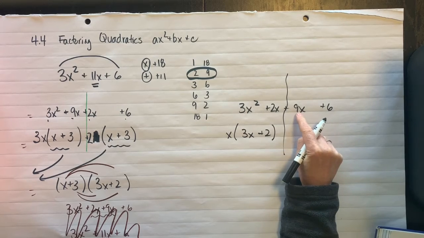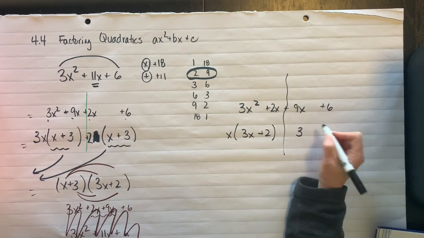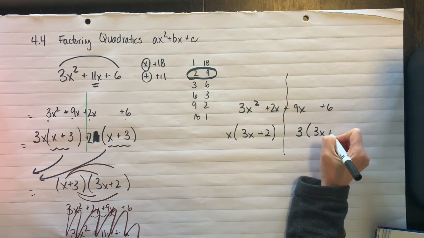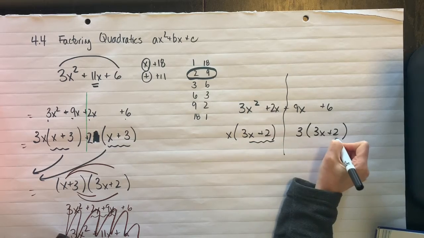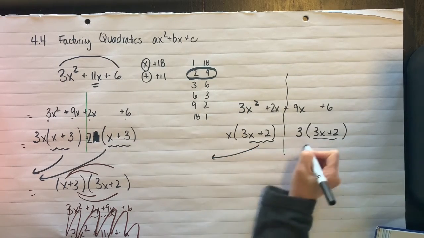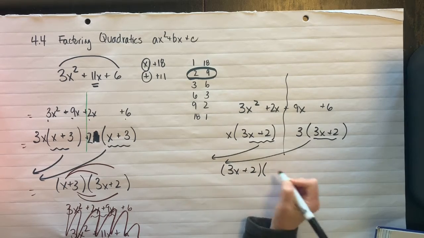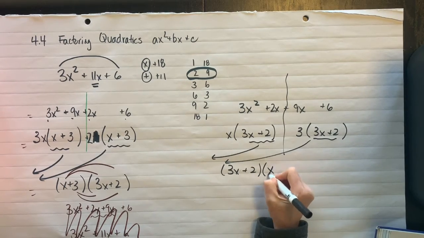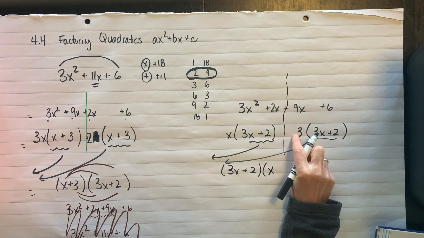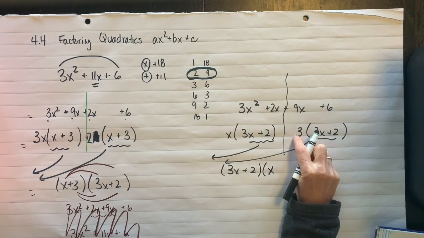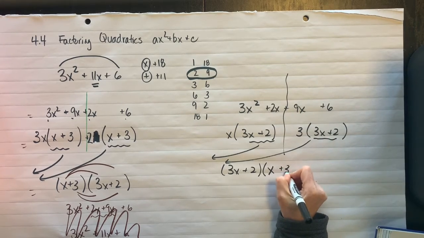Over here, I have 9 and 6. The greatest common factor is 3. I can't pull any variable out, and I'm left with 3x plus 2. So again, I still have the same inside bracket, which means that it's a common factor. I can pull it out in front. And what am I left with? I'm left with x, and here's my invisible positive, remember? Plus 3 times positive 3 times positive 3x equals positive 9x, so that's going to be this.